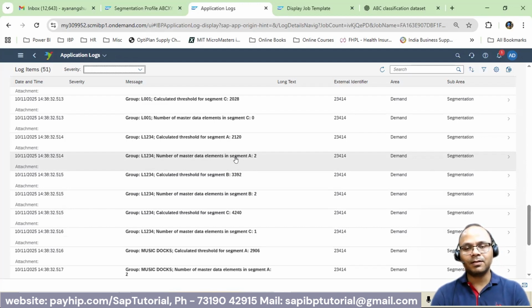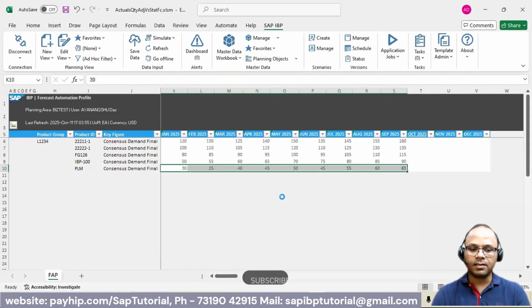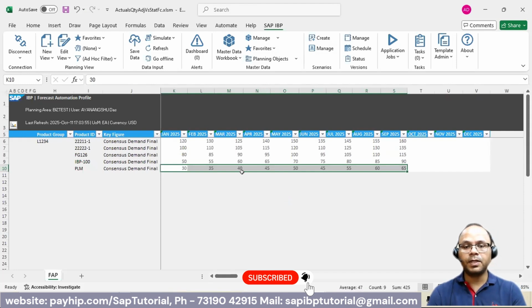So hope you have got some good insights into how ABC classification is done by grouping through some different attributes within the master data. Thank you.